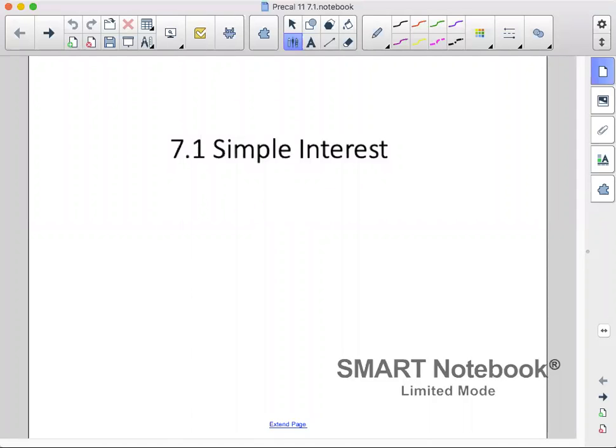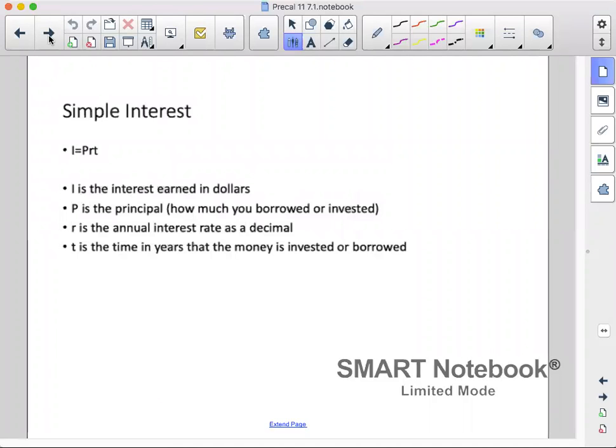Today we're going over section 7.1, which deals with simple interest. Simple interest has a formula I equals PRT, where I is interest earned in dollars, P is our principal, so how much we borrowed or invested, R is annual interest rate as a decimal, and T is the time in years that the money is invested or borrowed.